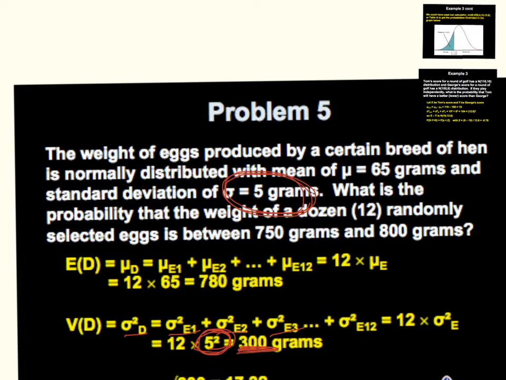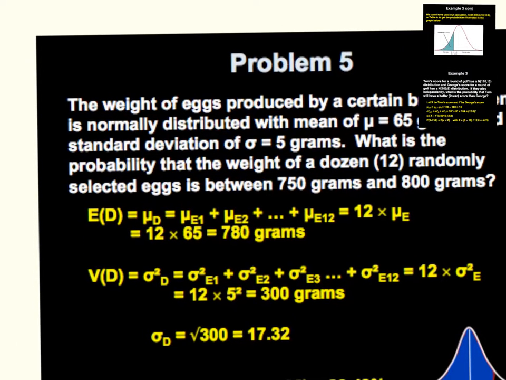Now that's the variance of all 12. And so now once we've done that, then we have to convert it back to standard deviation again. So we'll take the square root of 300, which comes out to a nice pretty 17.32. So now we know the mean is 780. Now we know the standard deviation is 17.32, and we're asked between 750 and 800 grams.